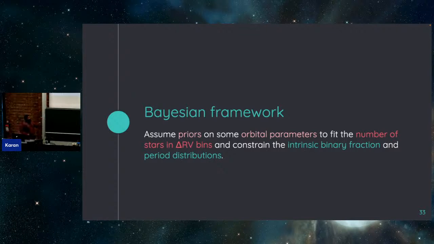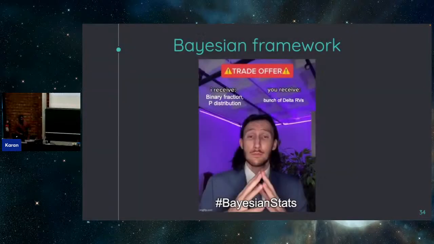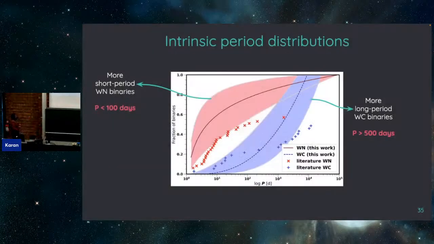And if this sentence seems complicated, and if this seems a bit unclear, I apologize. I have come prepared. We give the code, not me, obviously, a bunch of delta RVs, and we say, okay, if I give you this, you are going to simulate and calculate and tell me what is the probability of me getting a particular binary fraction with a particular period distribution. Bayesian statistics forever. Okay. So the output of this is the intrinsic period distribution.